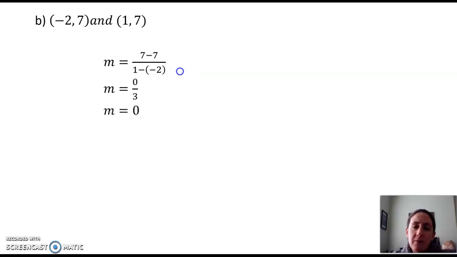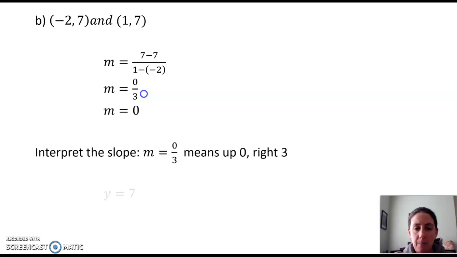So what type of line has a 0 slope? No rise, but run, right? So think of this, 0 over 3. That means don't go up or down, go right 3. So if you're not going up or down and you're just going right 3, right 3, right 3, right 3, then what you're forming is a nice horizontal line.